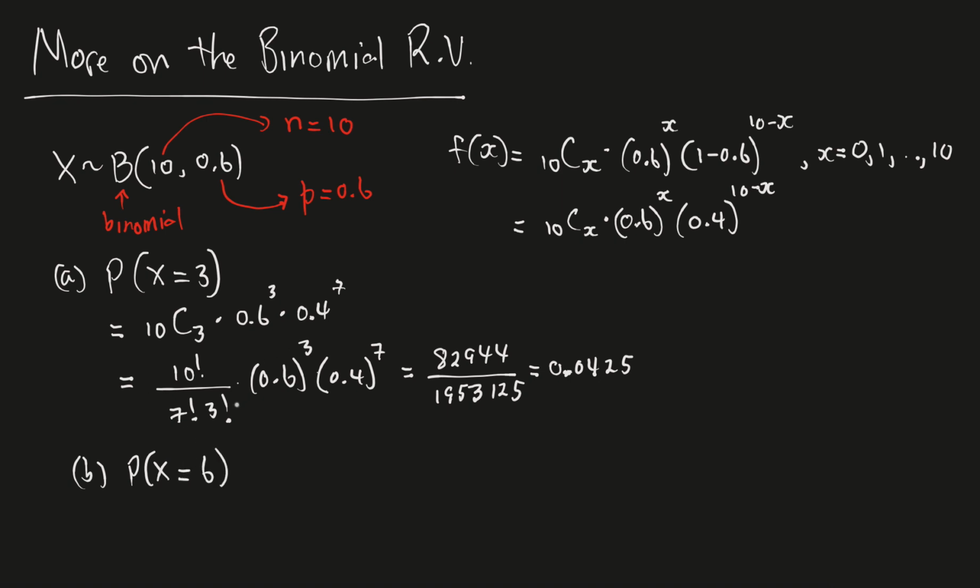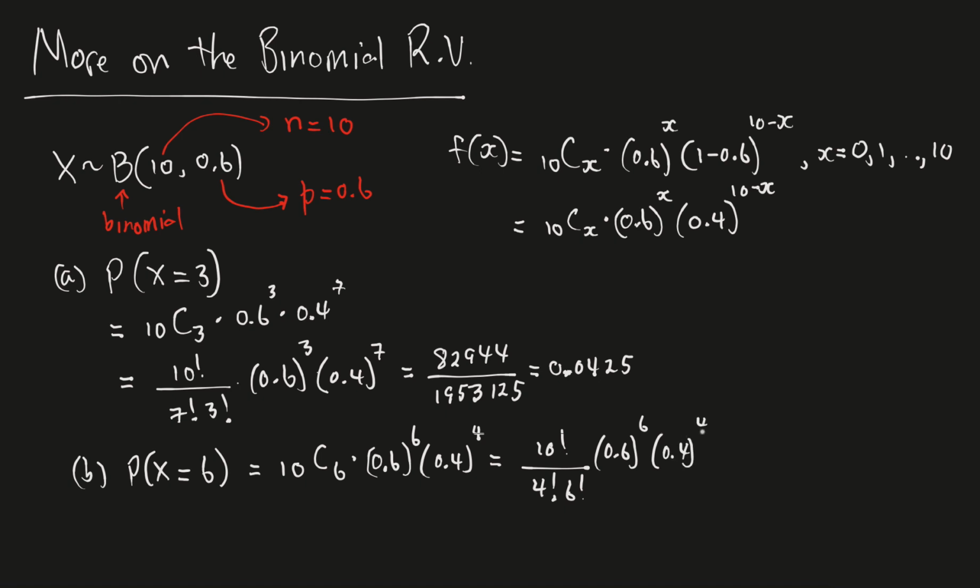Well, the setup is the same. It's just a different value of x now. So this is going to be 10 choose 6 times 0.6 to the 6th power, and then 0.4 to the 4th power. Okay? Again, our 10 choose 6 is 10 factorial over 4 factorial times 6 factorial, and then again just multiply, so our 0.6 to the 6th, and then 0.4 to the 4th.